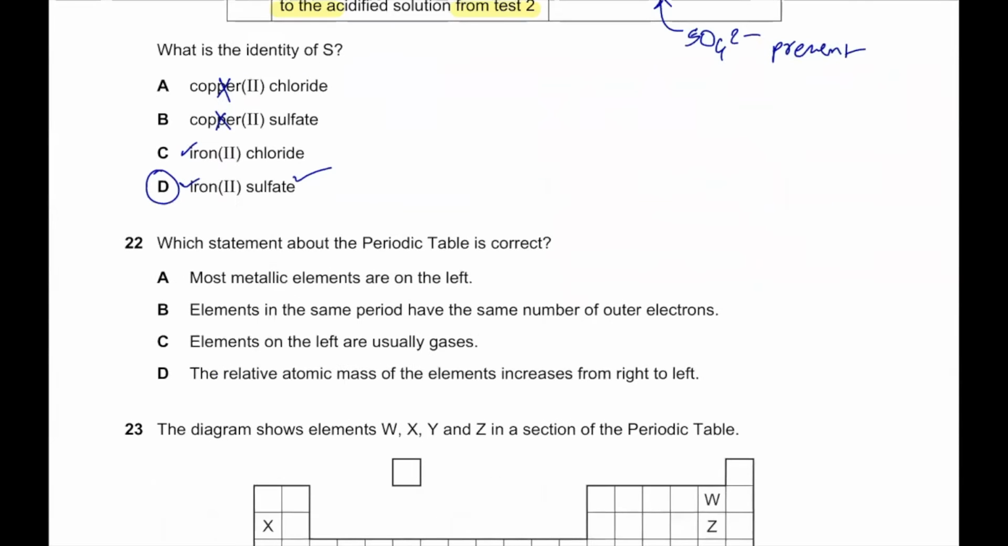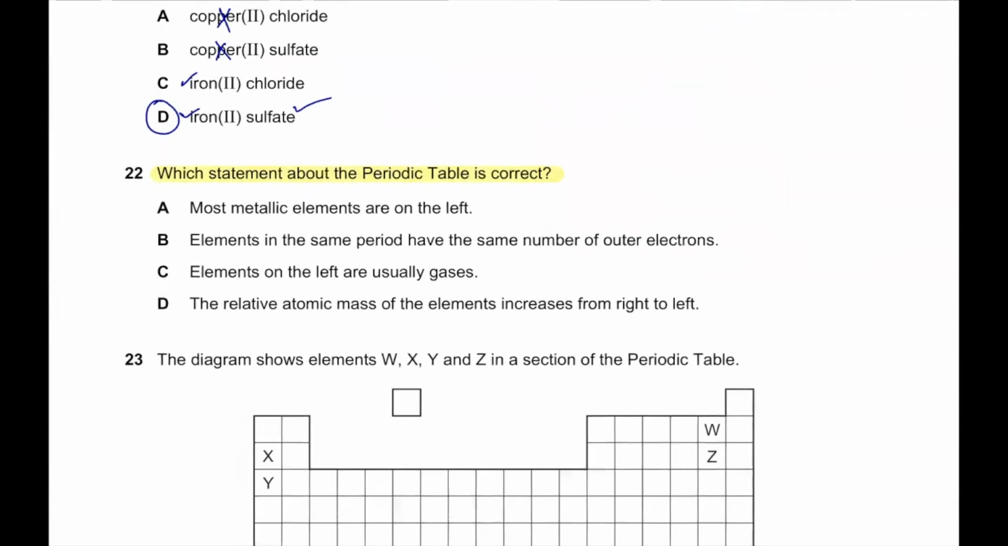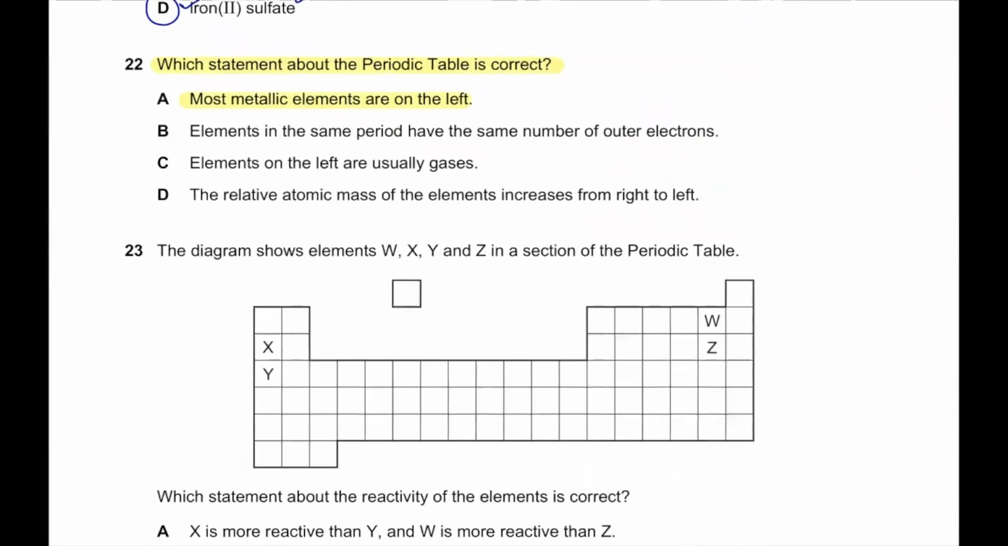Question number 22. Which statement about the periodic table is correct? All right. So most metallic elements are on the left. Yes, we know. This is pretty much an outline of a periodic table, and we know that metallic elements are found on the left-hand side of the periodic table. So most metal elements are on the left. This is a correct statement. Now let's see why the other statements are wrong.